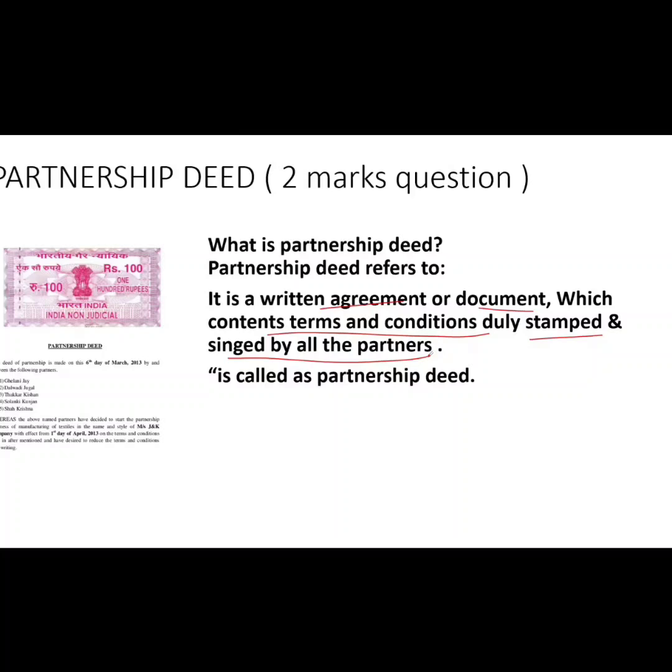Now we saw the terms and conditions. So we'll see what are the important terms and conditions that are agreed upon by the partners. This becomes the main content of a partnership deed. This can also be asked as a 2-mark question. So therefore, we'll see what are the contents of a partnership deed, or what are the important information or agreement that has to be written on the partnership deed.